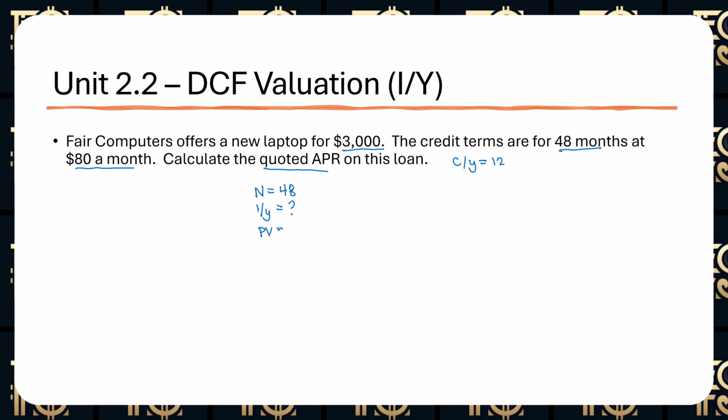The present value is what the computer costs. This laptop costs $3,000. The payment will be $80. And the future value which you have to pay on this loan will be 0.